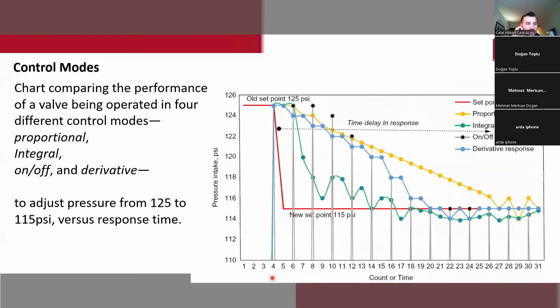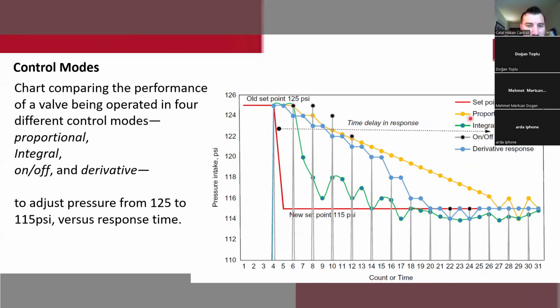So for the control modes, I will continue with the chart comparing the performance of a valve being operated in 4 different control modes. Here, as you can see, proportional P, integral I, on off, and derivative D. There is no combination here. This is before the combination was invented. For the set points, we gave the pressure intake values. There is a new value set at 115 psi, and the old set point was 125.